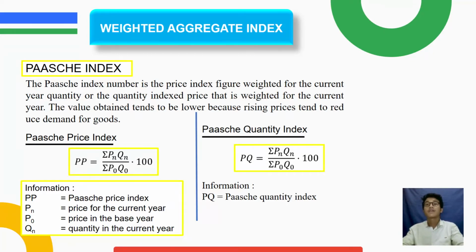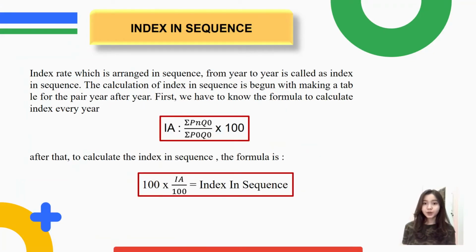100. Partial quantity index. The partial quantity index is obtained through the formula PQ equal to sigma PNQN divided by sigma POQO multiplied by 100. Index in sequence.